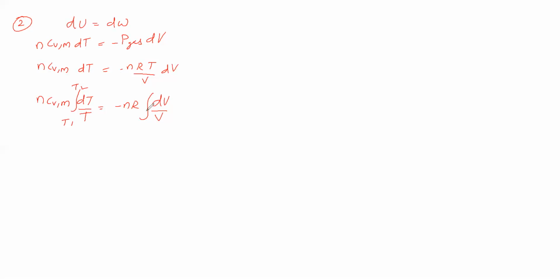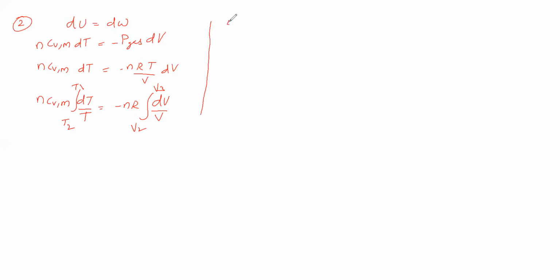Here, volume change we will take. What is the initial volume for the second step? V2. What is the final volume? V3. Sorry, for the second step, what are the initial and final temperatures? Initial temperature is T2, final temperature is T1, initial volume V2, final volume V3. Okay, sir, like this we have written for the second step.